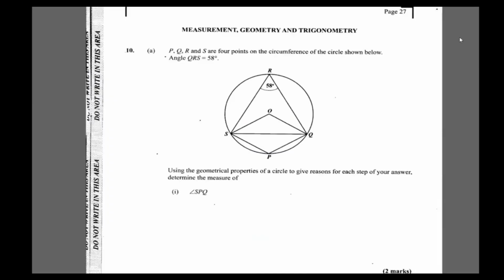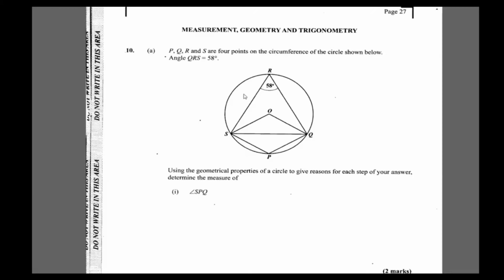Question 10 now, we're at measurement, geometry, and trigonometry. It tells us that P, Q, R, and S are 4 points on the circumference of the circle. As shown, angle QRS is 58. Using the geometrical properties of a circle, find the angles that they give you, stating reasons for your answer.